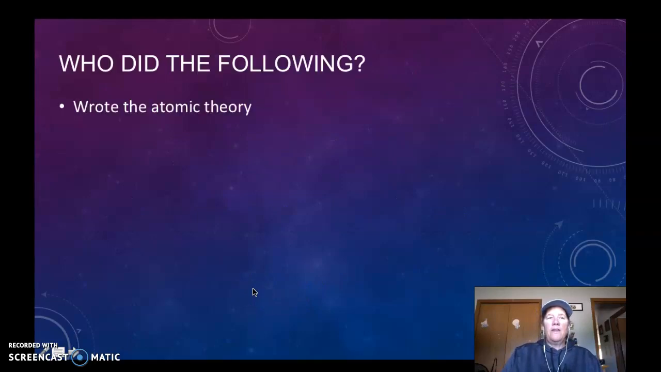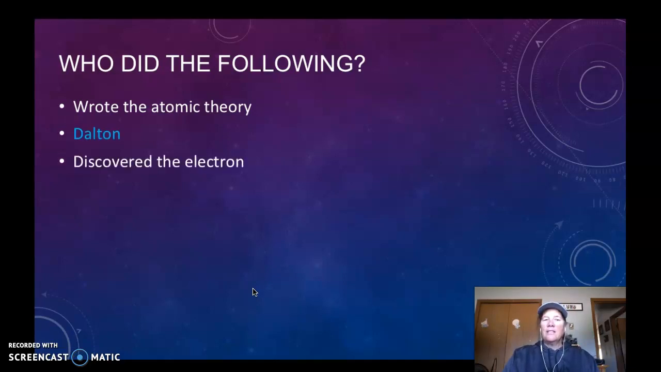All right, who did the following? Wrote the atomic theory? Of course, the cool chemistry dude, John Dalton. Okay, discovered the electron? The guy with the cathode ray tube? Thomson. JJ, I don't even know. Maybe his name was John Jay, right? Discovered the neutron? That would be Ernst or Ernest, whichever way you say it. What did I say? Neutron.